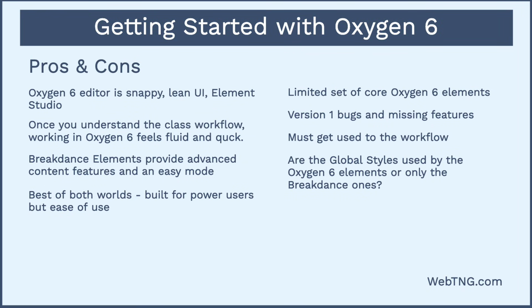Now, I did notice that the Breakdance Elements global settings are separate from the Oxygen 6 selectors and variables. So possibly there could be more integration on that side. Also, there's no way to import a list of variables or a style sheet of selectors. The only import option is to import in JSON format. And it's a little bit gruesome entering your variables by hand.